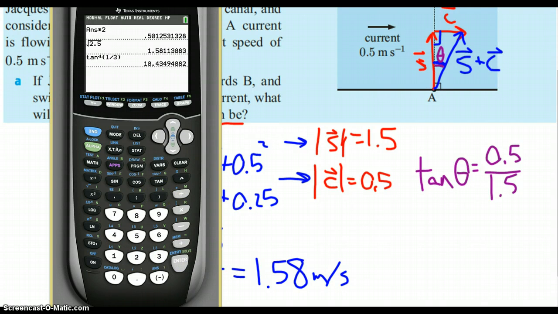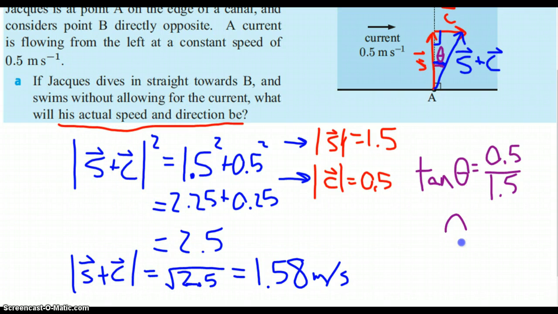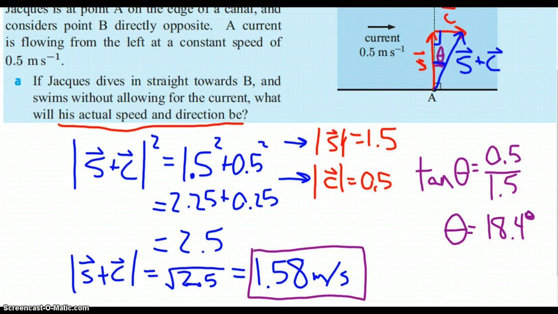Close my parentheses, and I get theta equal to 18.4 degrees. Okay. 18.4 degrees. And that's an angle going clockwise from due north. That's commonly known as a heading. That's a common way of measuring angles in given directions. So his actual speed, 1.58 meters per second. His direction, 18.4 degrees from due north.